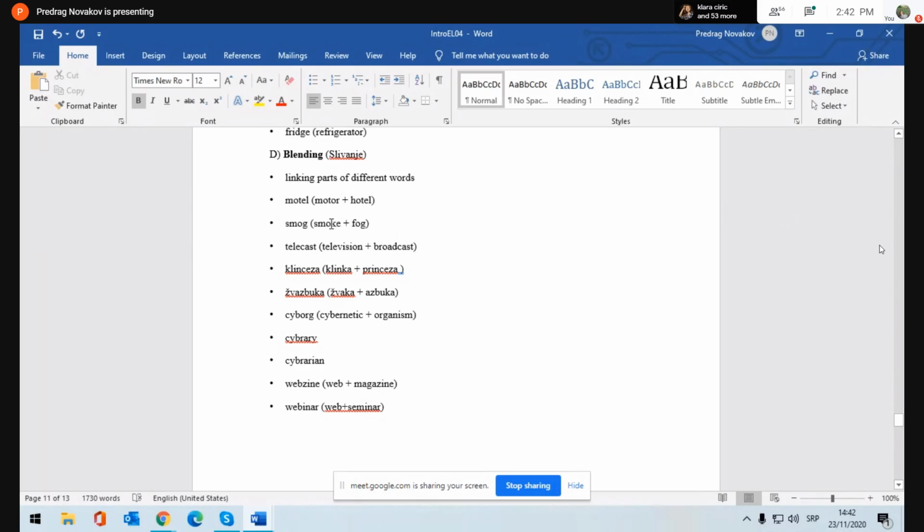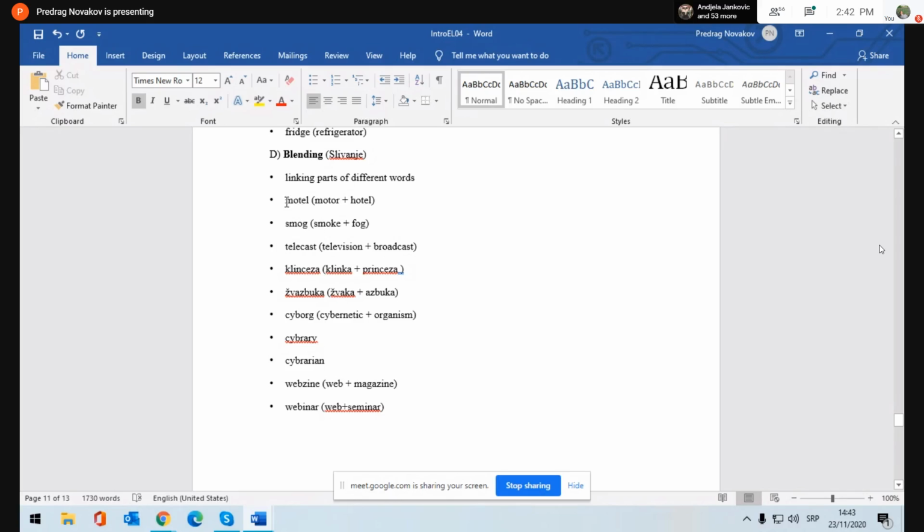You omitted the end of smog and the beginning of fog. Okay. Then you get telecast, which is television broadcast. This is also almost a typical example in the test, in your written exam. Okay, not this test on Monday, but for the written exam. For example, you get telecast, you have to explain how it was created, to say that it is a blending and to write two words which make this blend.